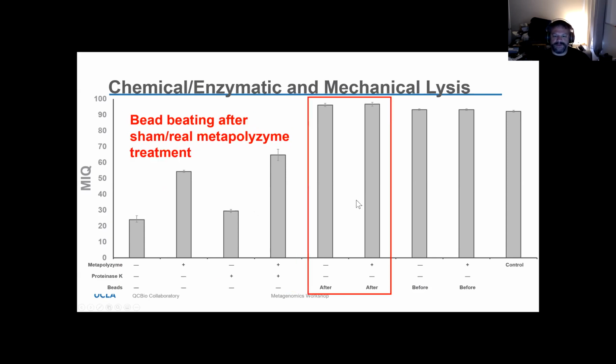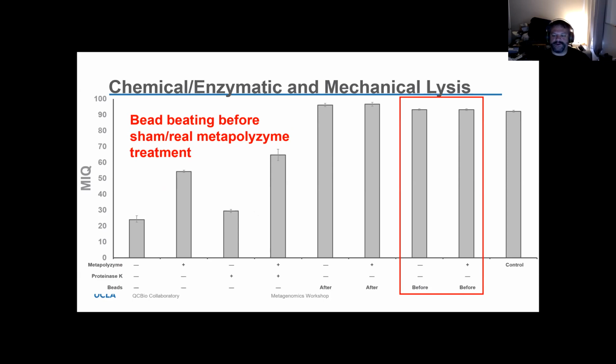If we bead bash after treating with metapolyzyme, we get mic scores in the mid to high 90s. So it's actually incredibly accurate. If we bead bash before, we also get very high mic scores, and that's regardless of whether or not we use metapolyzyme. So whether we bead bash before or after metapolyzyme, and again, the metapolyzyme negative is just a sham treatment with the metapolyzyme buffer, we end up getting very high accuracy with our lysis. And the control is just a sample that we had with a validated method that we could use for monitoring consistency between runs.